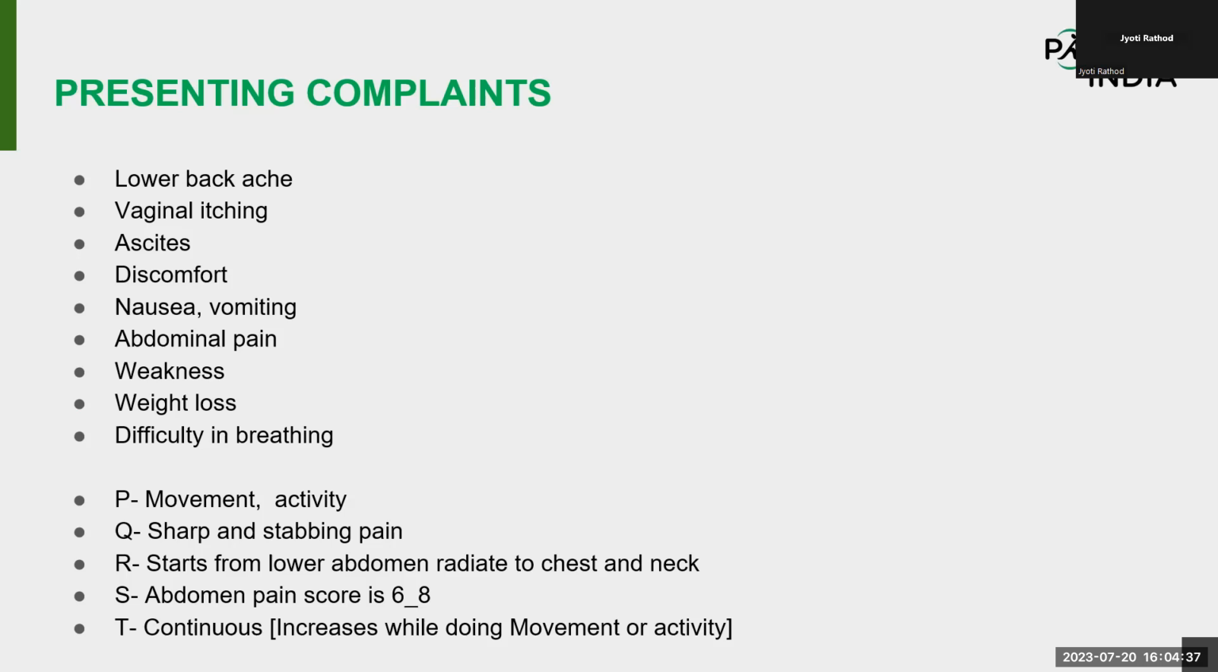Pain score is 6 to 8, and whenever she moves or does any activity, the pain increases up to 10. So the PQRST of pain: provoked by movement and activity. Quality of pain is sharp and stabbing. Region starts from the lower abdomen and radiates to the chest and neck. Abdominal pain score is 6 to 8, and the timing is continuous, sometimes increasing whenever she does any small activity.